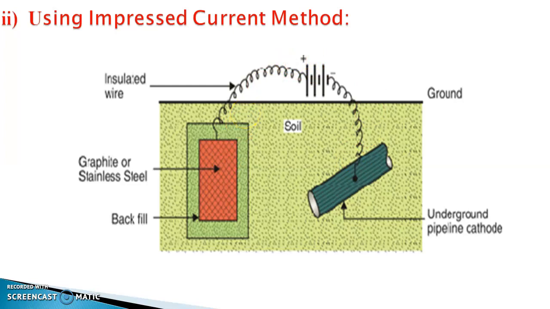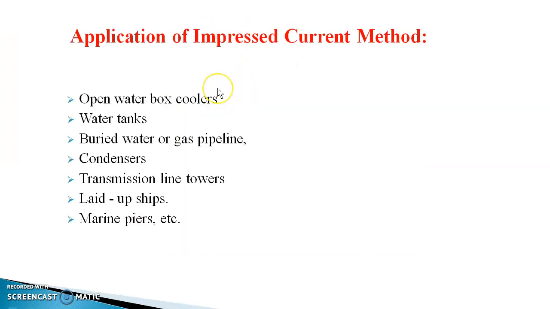Then the anode is kept in backfill. So this graphite or stainless steel is kept in the backfill, mostly coal or NaCl, in order to increase the electrical conductivity of the surrounding environment. And this type of cathodic protection is applicable for protection of open water box cooler, water tank, buried water or gas pipeline, condenser, and transmission line tower.